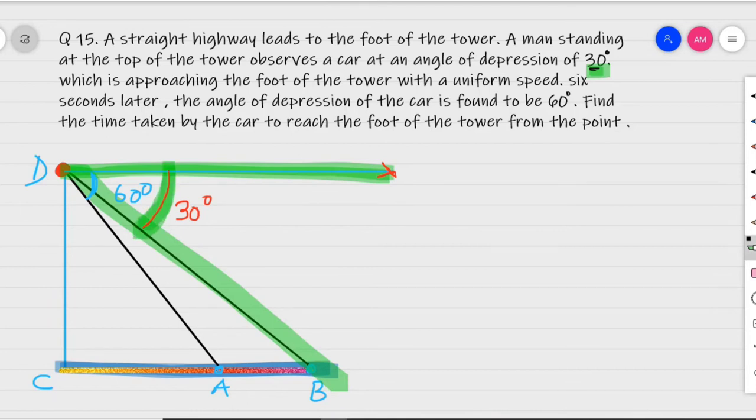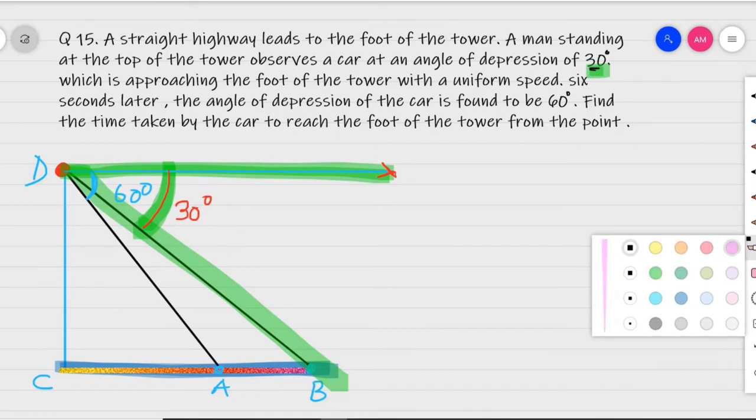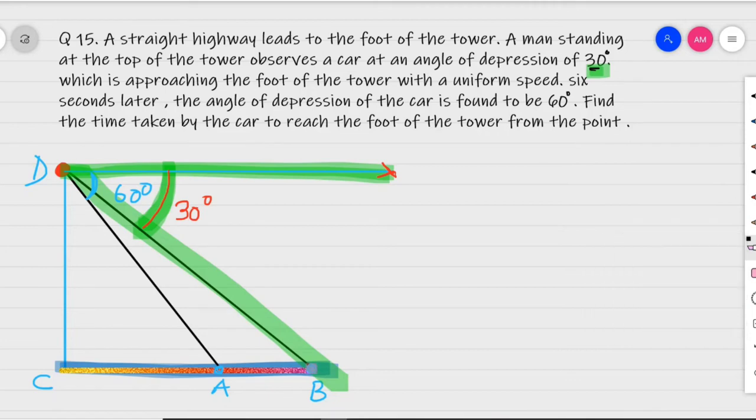Now after that what is happening, the car is approaching the foot of the tower. Now see, this car is not here. It is moving towards the foot of the tower in this way. When it has moved forward, the angle of depression of the car is found to be 60 degrees after 6 seconds. After 6 seconds from when it started to move, the car has reached this point A and the angle of depression here is 60 degrees.